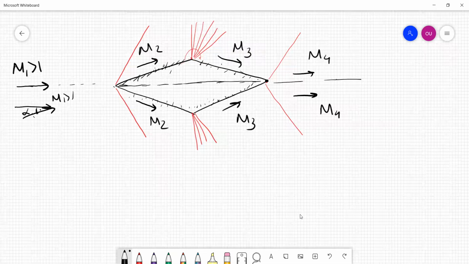Okay, then let's stop here. Hocam, can I ask something about that diamond shape? Yes, of course. Do you want me to share it? Okay, I shared it. Yes.